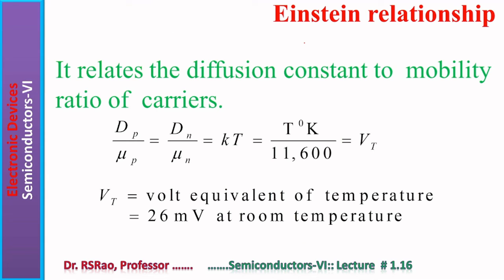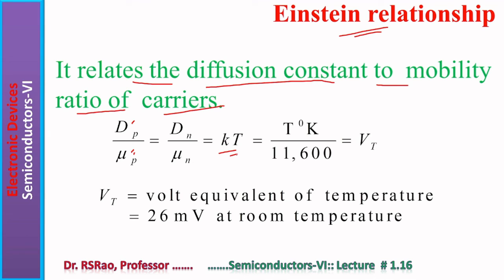There is one important relationship. We use this relationship very frequently. It is called the Einstein relationship. It relates the diffusion constant to the mobility of carriers. Dp by mu p, where Dp is the diffusion constant pertaining to holes and mu p means mobility pertaining to holes, is equal to Dn by mu n. Here Dn and mu n pertain to electrons.